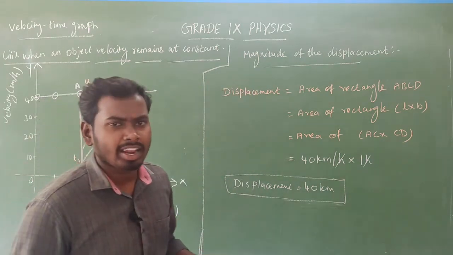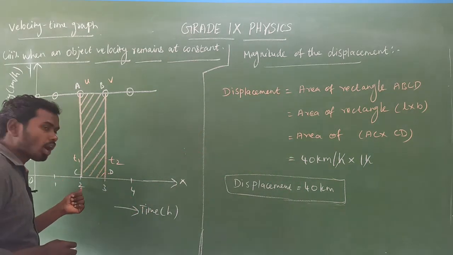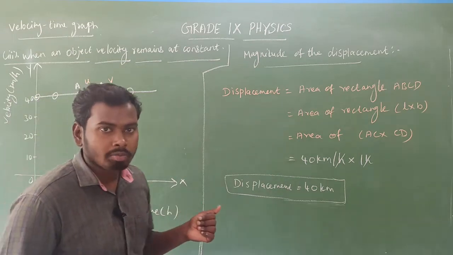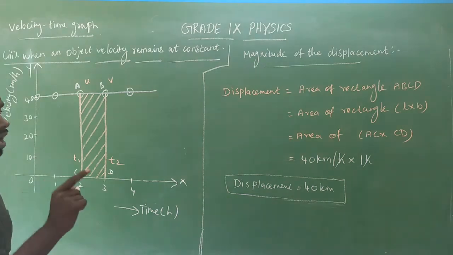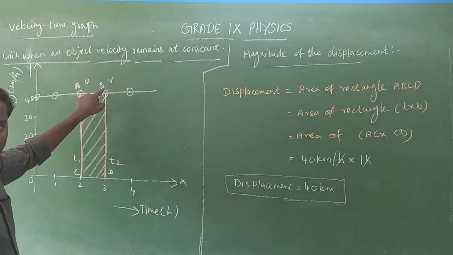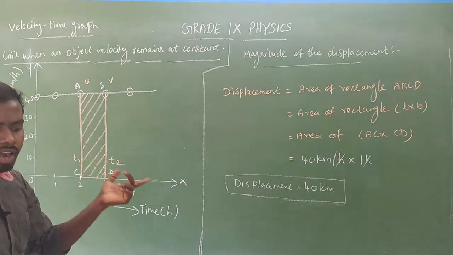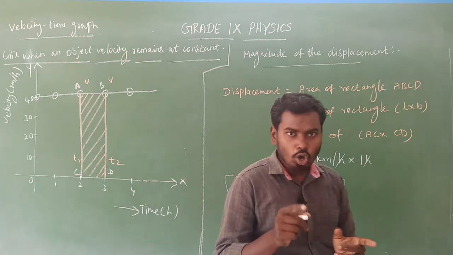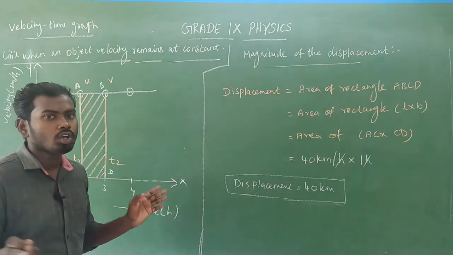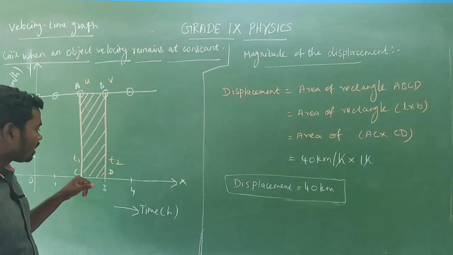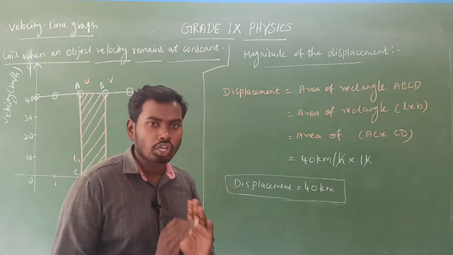Then what about the acceleration, sir? During the time interval of 3 hours and 2 hours, the acceleration of the object is 0. Am I right? Because the initial velocity is 40 km per hour, and the final velocity is also 40 km per hour. So final velocity minus initial velocity, 40 km per hour minus 40 km per hour, is equal to 0. So during the time interval of 3 hours and 2 hours, the acceleration of the object is 0.